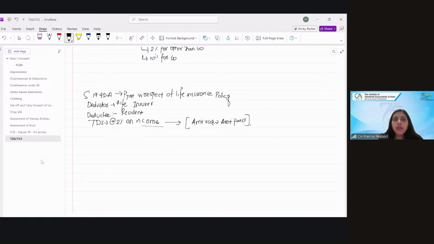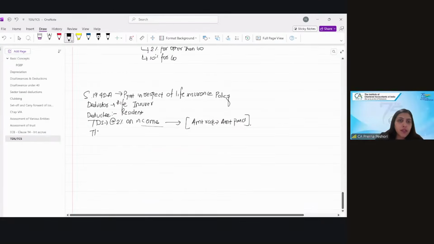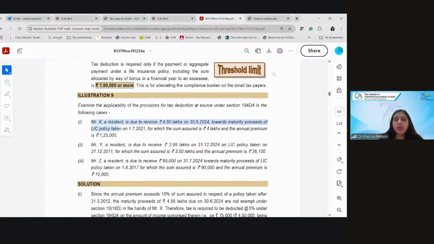Yes or no? So here we'll solve one question also. Let us solve a question from the module. Examine the applicability of the provisions of the TDS under 194DA. Mr. X is due to receive 4.5 lakh on 30th June towards the maturity proceeds of LIC on 1st July 2021, for which sum assured is 4 lakh and the annual premium is 1,25,000.